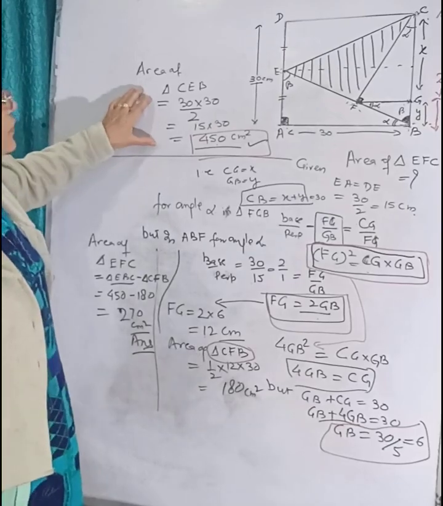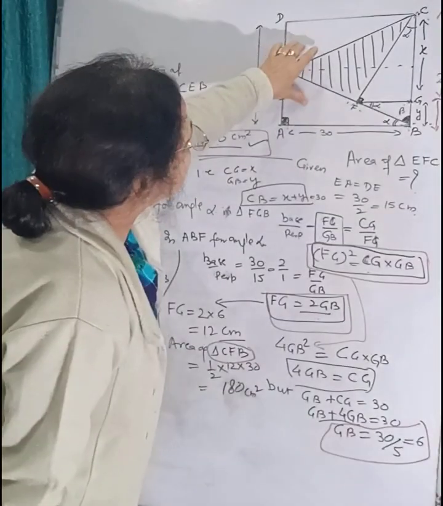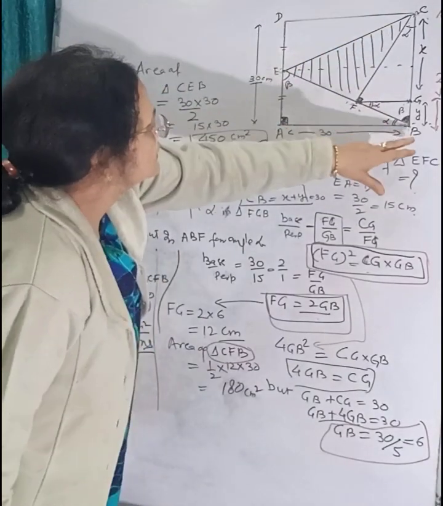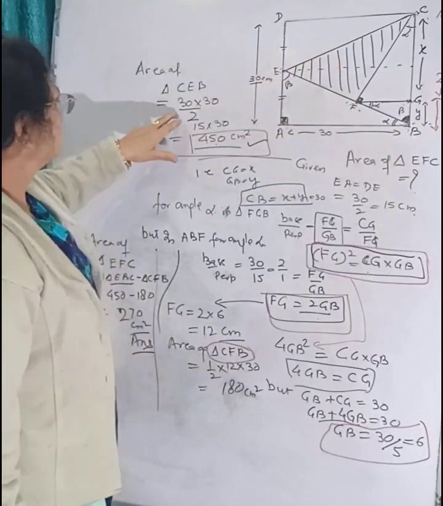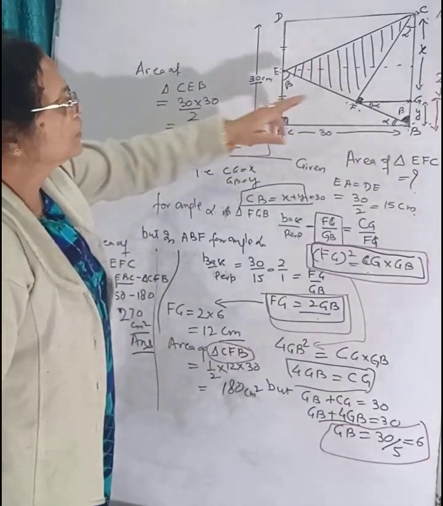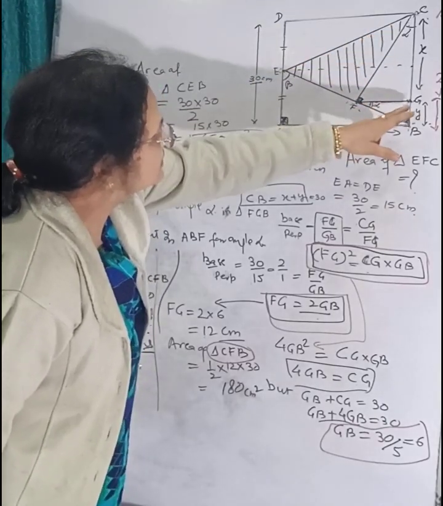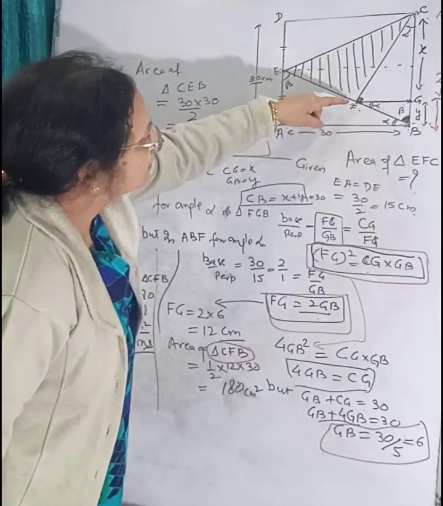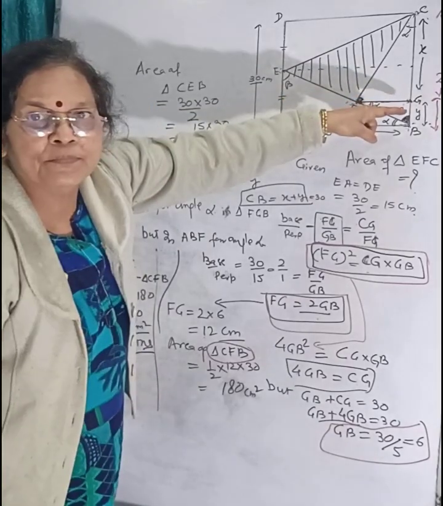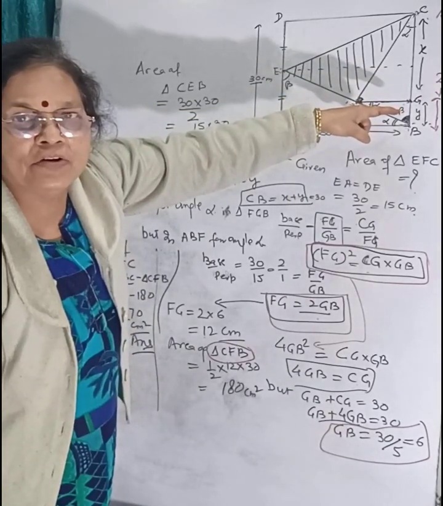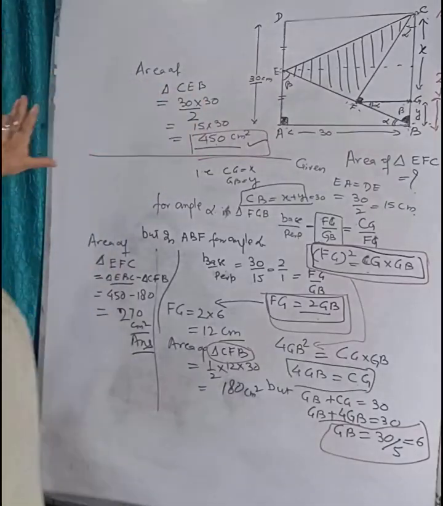So first of all, this was very easy to find the area of this triangle BEC, that is 30 into 30 by 2. Now the question is to find the area of CEF, in which this is the typical way. FG, the main important thing is to find the value of FG. How is it to be determined?